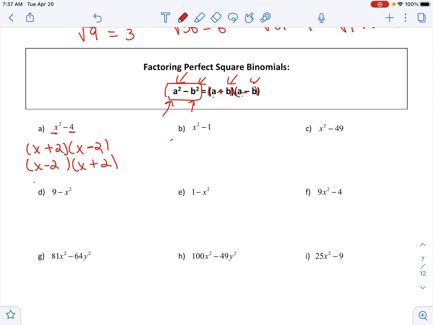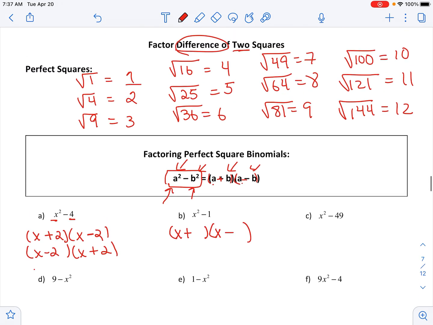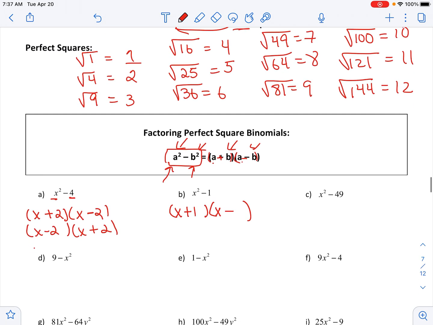Okay, so let's try the next one. All of these are going to set up as two parentheses. Since the first term is x squared, we start with an x. One sign's a plus, the other one's a minus. Square root of 1, look up at the top if you need to, is 1. So x plus 1, x minus 1. Try the next one. Same thing, set up your parentheses. It's going to be x, x. One's a plus, one's a minus. 49 is a perfect square. It's going to be 7 and 7.